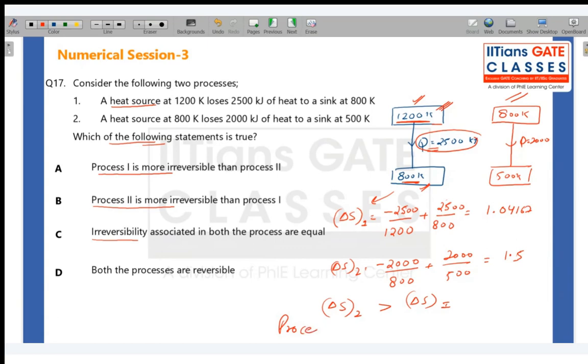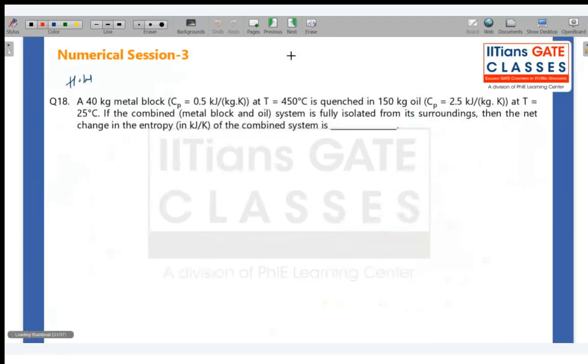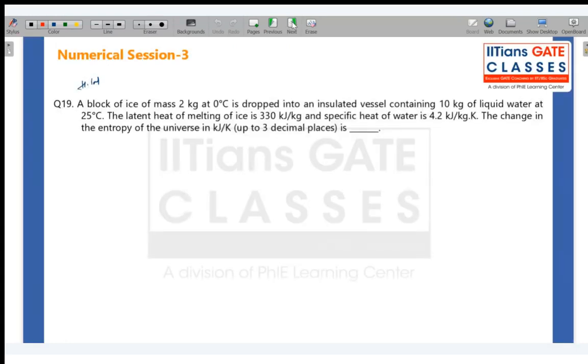And therefore, process second is more irreversible than process one. Okay. So the entropy change of the second process is more than the entropy change of the first process. Therefore, process second is more irreversible. Okay. So B is the correct option. Okay. So again, this is your question number 18. Try to do it. Question number 19 is this. Okay. And if you have any doubt, just ask in the next class.